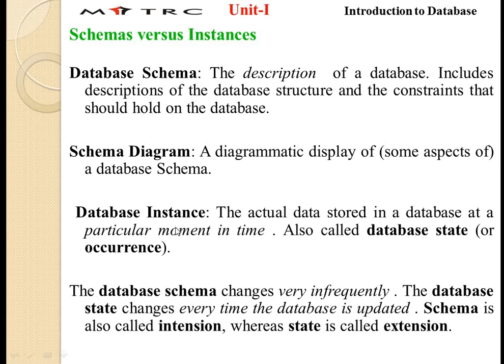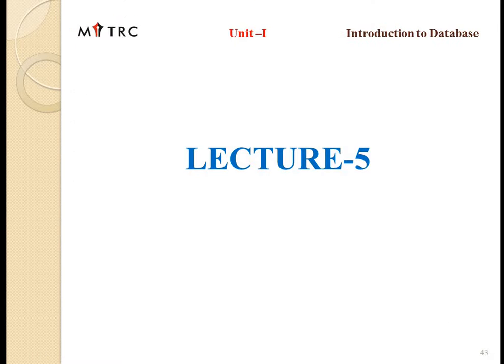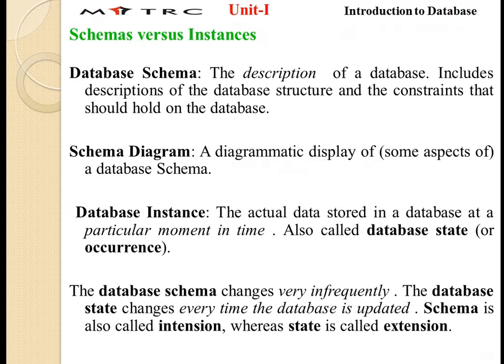Next is the database instance. What is called the database instance? The actual data that is stored in a database at a particular moment of time is called the database instance, also called database state. So the database instance is the data that is stored in the database at a particular moment in time. It is also a simple representation of how the database is actually defined.